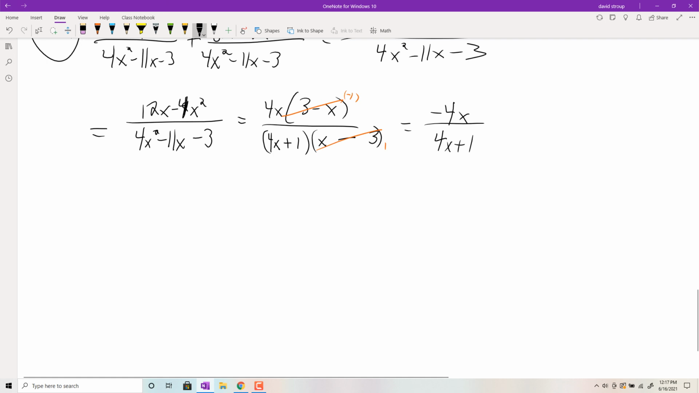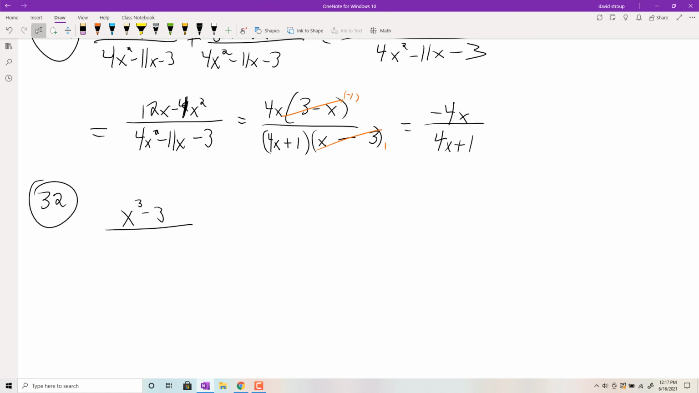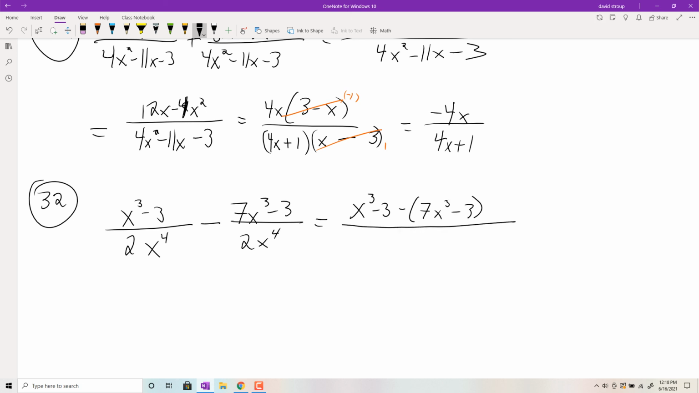Let's go on to a subtraction version. So 32, x cubed minus 3. No, it's not a difference of cubes. All over 2x to the 4th, minus 7x cubed minus 3 all over the common denominator of 2x to the 4th. Okay. So subtract the numerators over the common denominator, but you have to remember to distribute that negative. So if you wish, you could write that second numerator in parentheses like that, and then the next step will distribute. Okay, so I'll have x cubed minus 3 minus 7x cubed plus 3 all over 2x to the 4th.